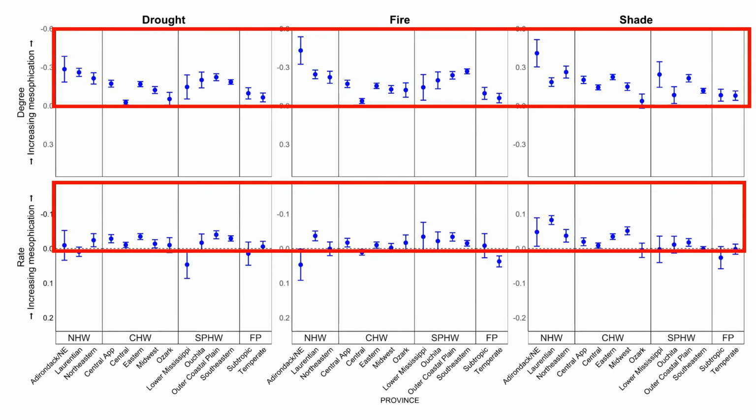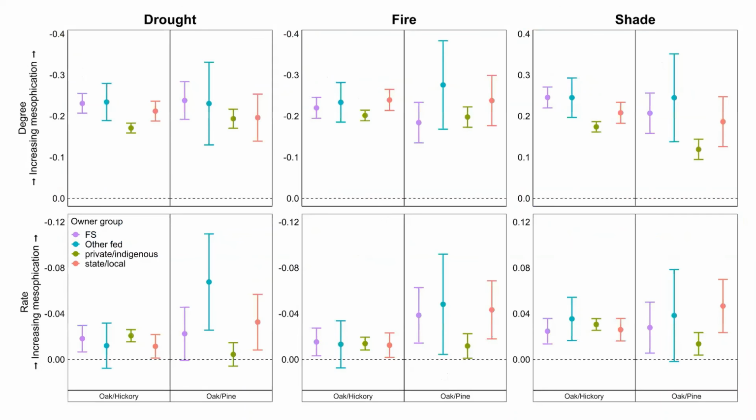And so we see in general, these points that are above the dashed line represent evidence of mesophication. So that represents either decreased drought and decreased fire tolerance or increased shade tolerance through time or comparing midstory versus overstory. And we see with degree that in general, we have strong evidence for this process occurring. Rate, that's also true, but there's some variation by province. But overall, the takeaway is, regardless of whether you look at drought, fire, or shade tolerance, you do see evidence for this shift. Comparing owner group, we didn't necessarily see as consistent of a pattern.